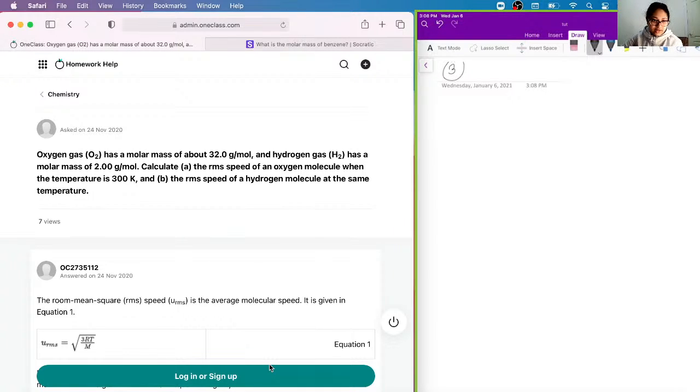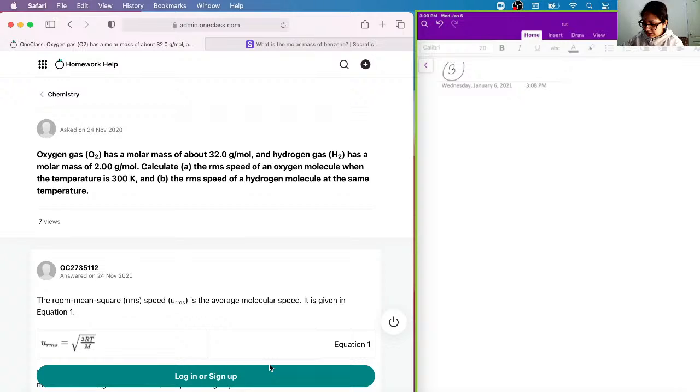Number 3 says oxygen gas has a molar mass of about 32.0 grams per mole, and hydrogen gas has a molar mass of 2.00 grams per mole. Calculate A, the RMS speed of an oxygen molecule when the temperature is 300 K, and 300 K means 300 Kelvin, and B, the RMS speed of a hydrogen molecule at the same temperature, so 300 Kelvin.